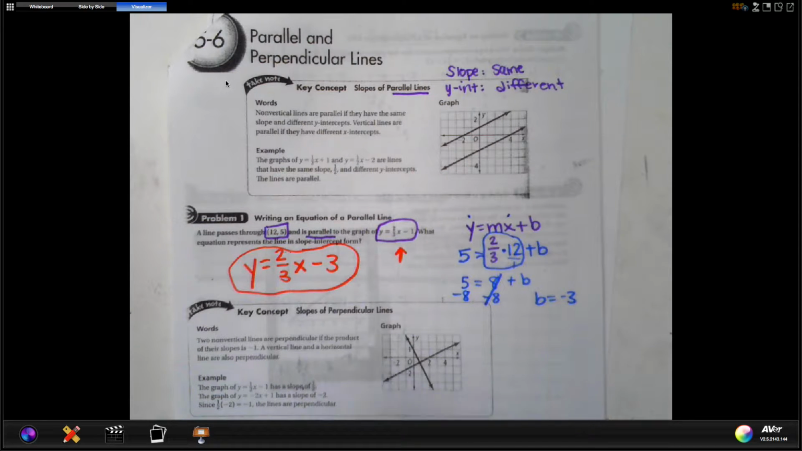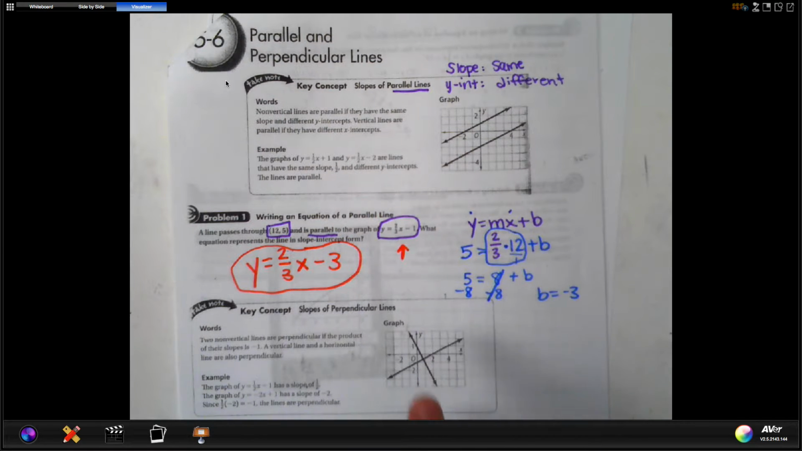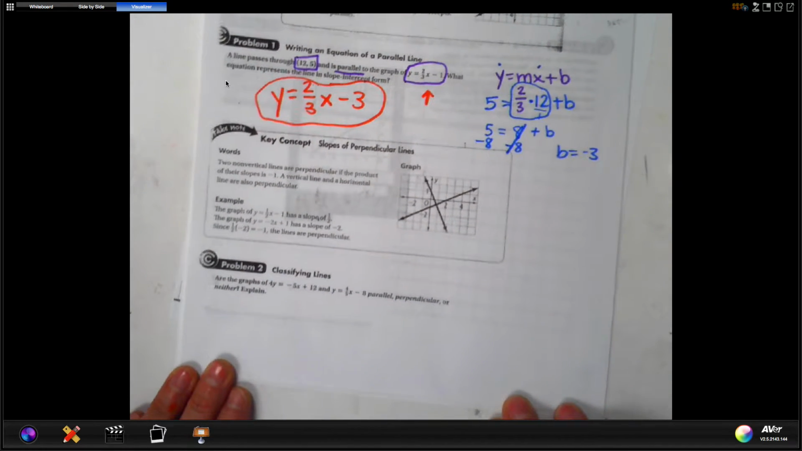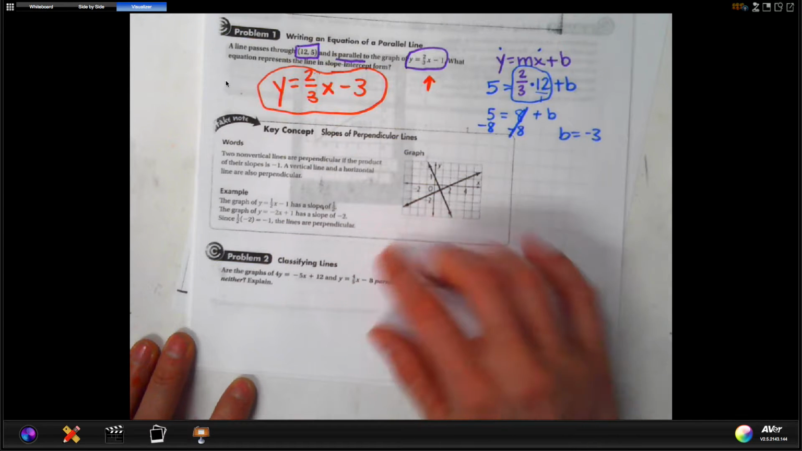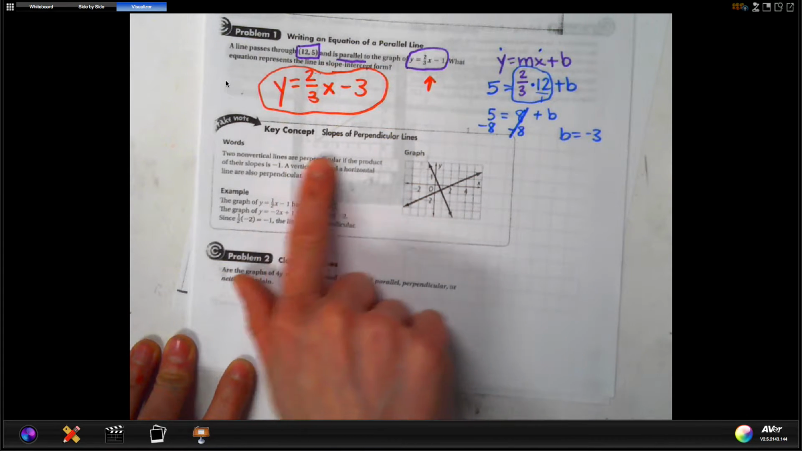All right, the other thing now is the slope of a perpendicular line, okay? Perpendicular, first of all, means that they cross at a 90-degree angle. Look at this, I copied this on here. Perpendicular lines look like this.